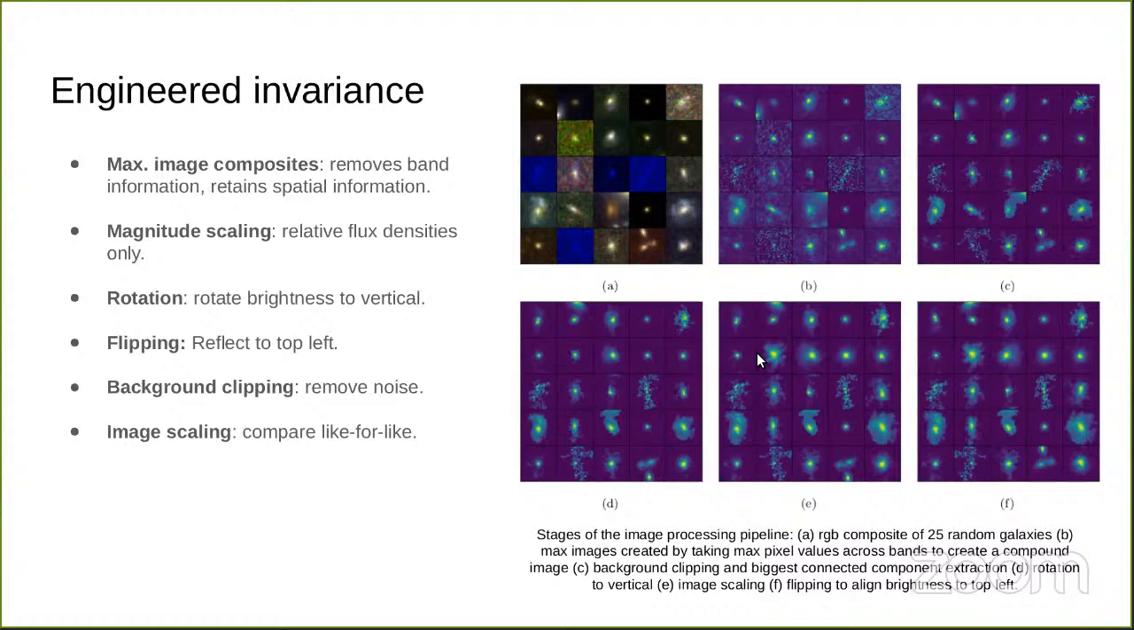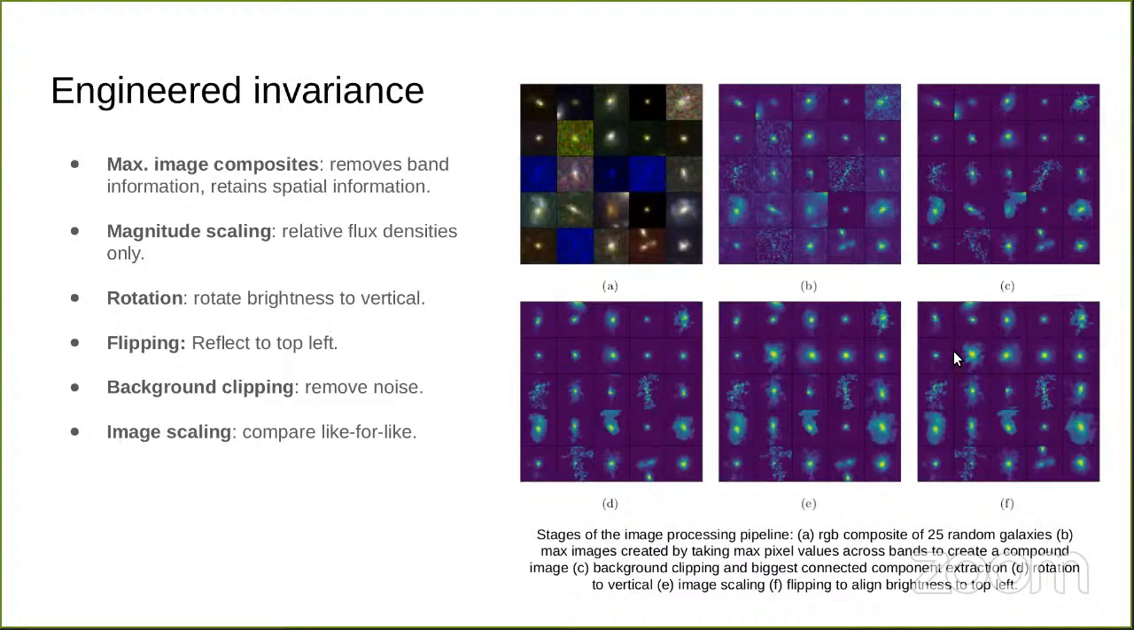We rotate all of the galaxies to be in the brightest plane, so all of these end up facing upwards, and we flip them so the brightest stuff is in the top left-hand corner. We do that so that flipping and rotation doesn't cause the galaxies to be thought of as different. We clip background noise, so you see all this noise. In panel C, you can see the result of clipping the noise. In panel D, you can see the result of rotating everything to the vertical, and flipping everything so the brightness is in the top left.